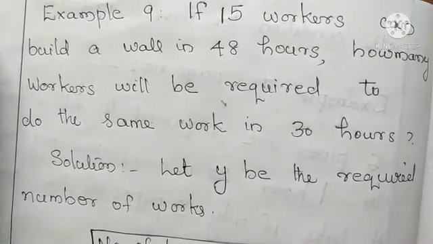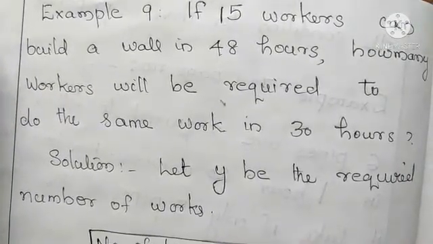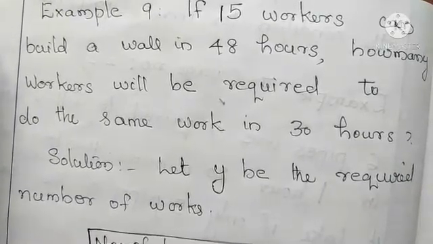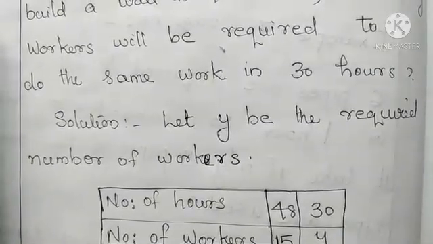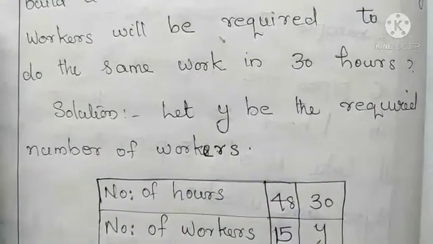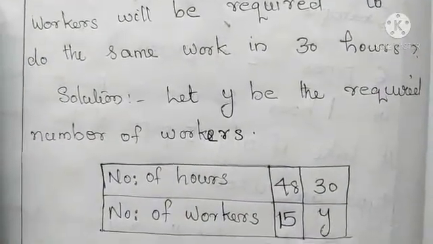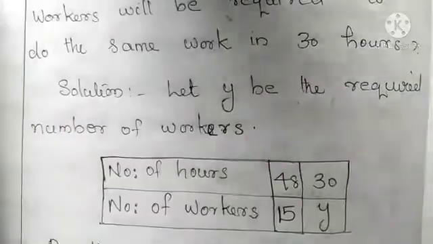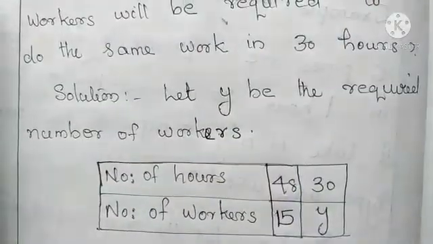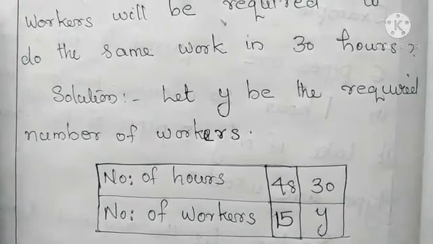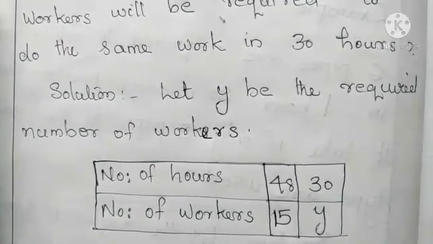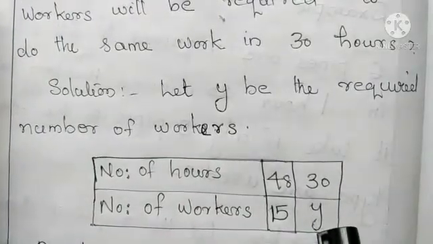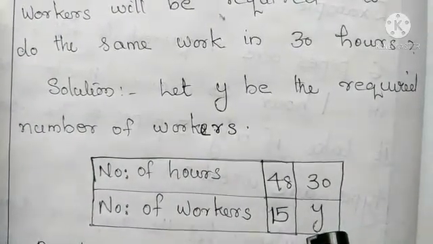So here time is given in the two conditions, but we have to find the number of workers in the second situation. Let us take y to be the required number of workers. So we can prepare the table like this. Number of hours: first case 48 hours and second case 30 hours. Number of workers: first case 15, second case we don't know, so y.